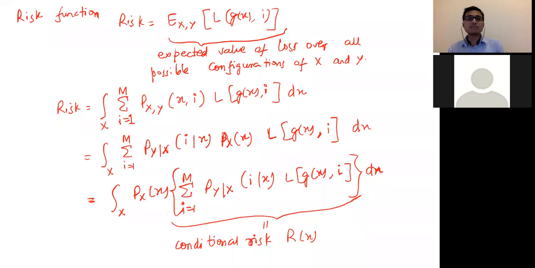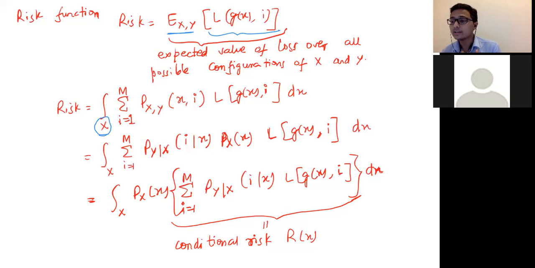So now we define something called a risk function. Risk function is nothing but the expected value of your loss function over all possible configurations of your observations x and your state variable y. Okay, so as you can see, this is the expected value of your loss function. And if you expand the expectation, you can write it in terms of the probability distribution.